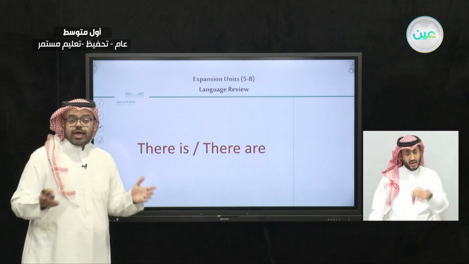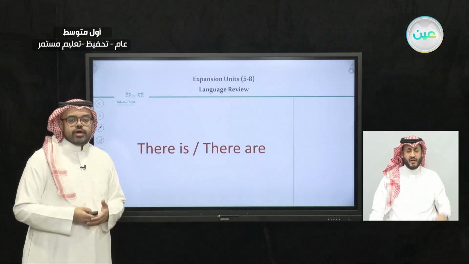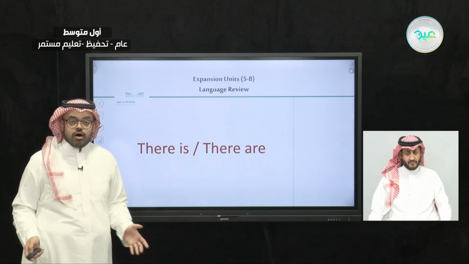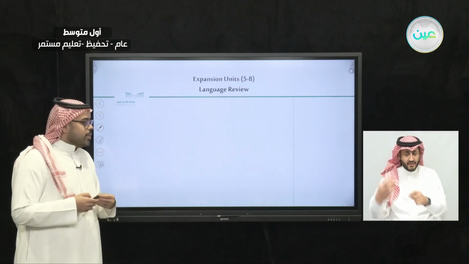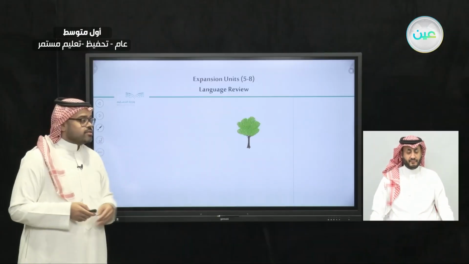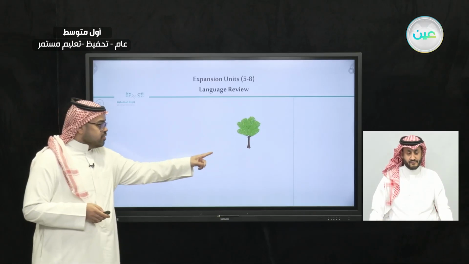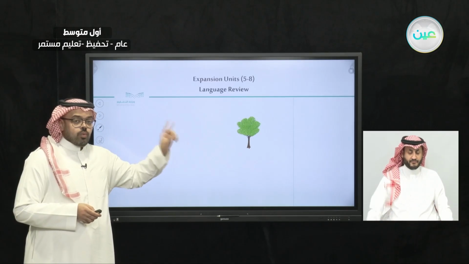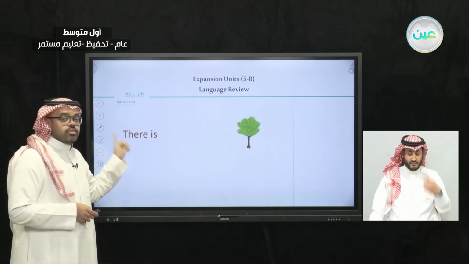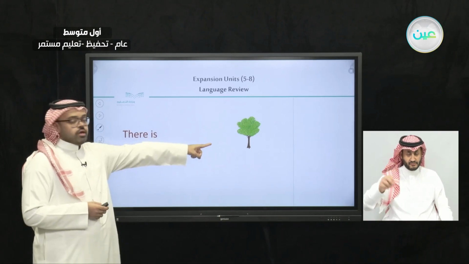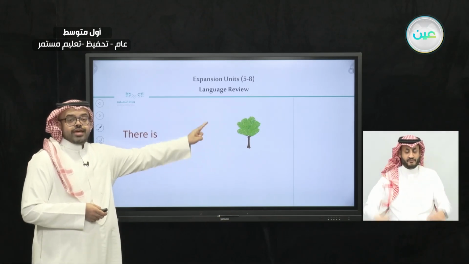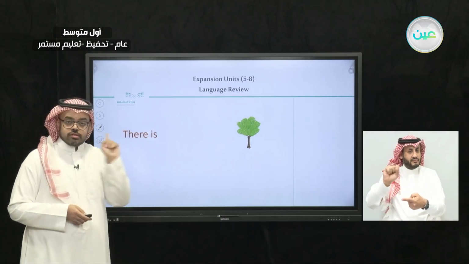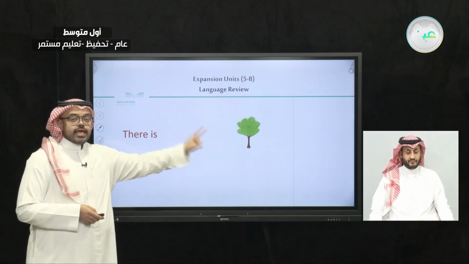Now, today we will remind ourselves of an important rule that we learned in Unit 5, which is there is and there are. We said that if we want to talk about something or point at something, if it's singular, if we have only one thing, or if we are pointing at one person or one thing, we would use there is. For example, there is a tree. Here we can see only one tree. So since it is one, we say there is a tree.